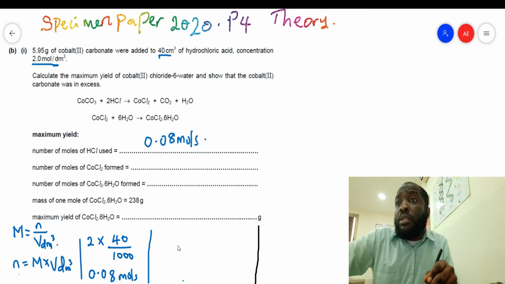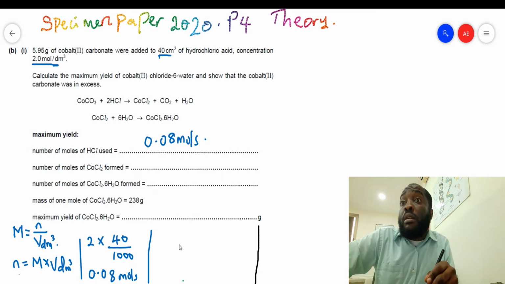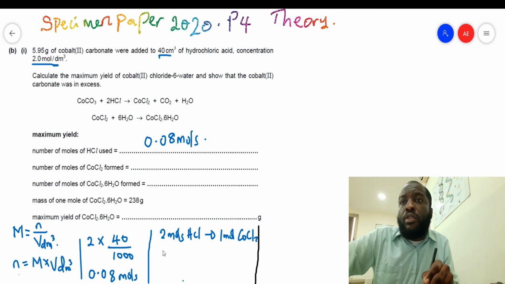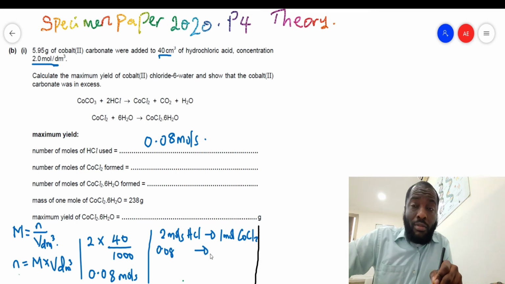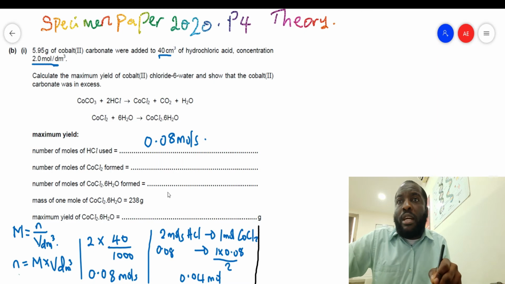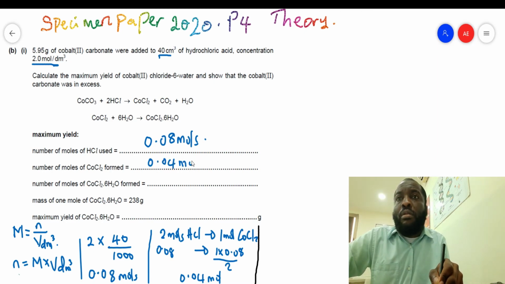Good. Now the next question: number of moles of cobalt chloride. We know that from your equation, 2 moles of hydrochloric acid gives you 1 mole of cobalt chloride. So 0.08 moles will give you a certain x, which is 1 times 0.08 divided by 2. And the answer there should be 0.04 moles. So we got 0.04 moles there.